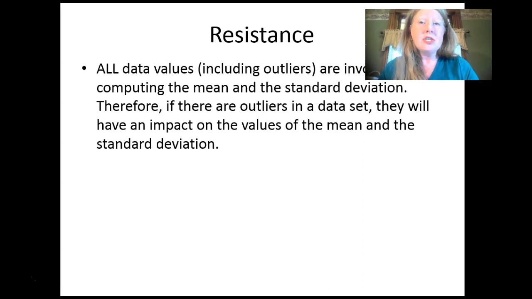The standard deviation, that will increase if you have an outlier, because again, we're increasing the overall distance of data values from the mean when we have outliers. They're pulling the distribution in a particular direction, so that's going to increase the standard deviation. So an outlier either will increase or decrease the mean depending on where it is, but it will always increase the standard deviation.